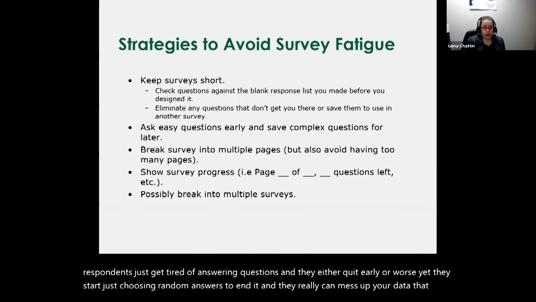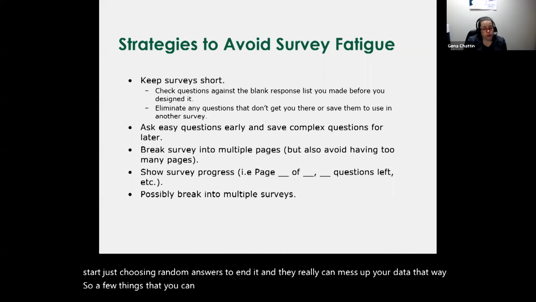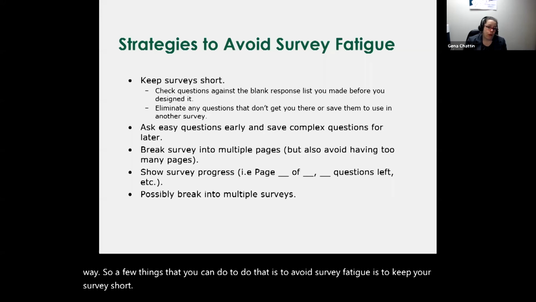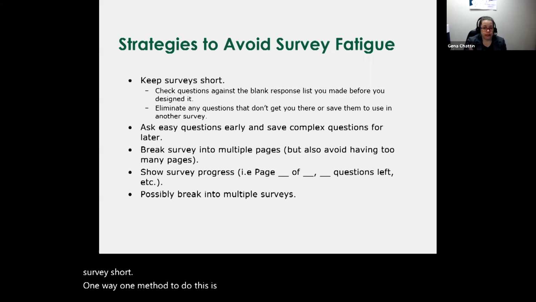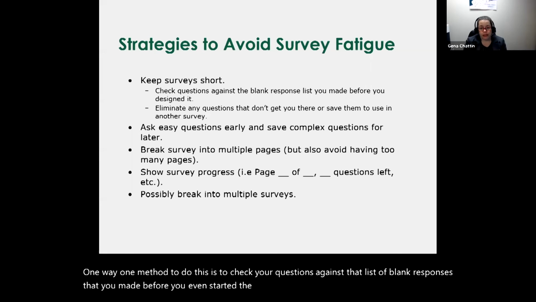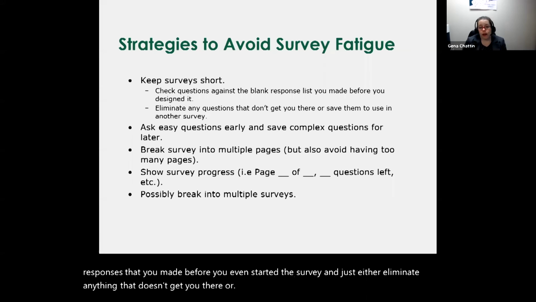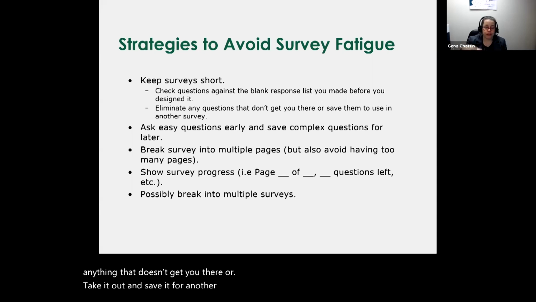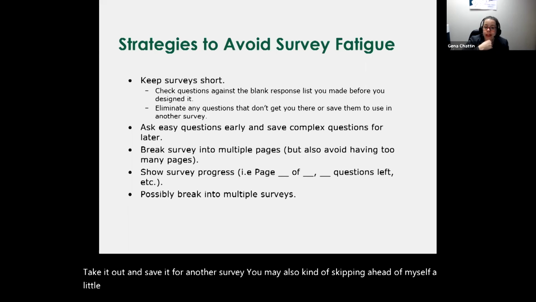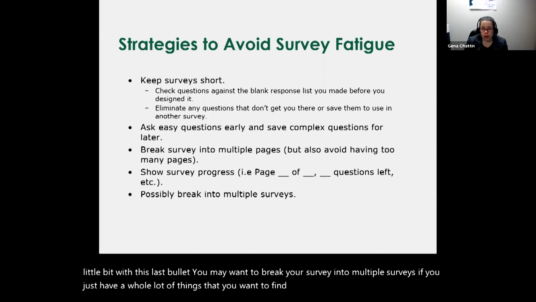A few things that you can do to avoid survey fatigue is to keep your survey short. One method to do this is to check your questions against that list of blank responses that you made before you even started the survey, and either eliminate anything that doesn't get you there, or take it out and save it for another survey. You may also want to break your survey into multiple surveys. If you have a whole lot of things that you want to find out and it's just too much for one survey, it may be best to break it up.